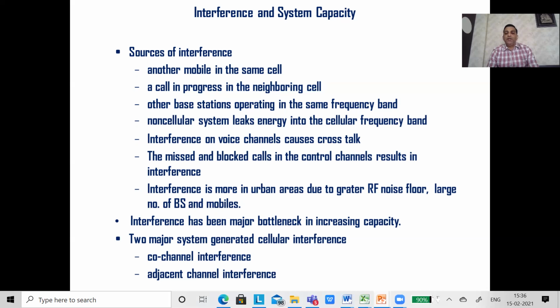Interference is more in urban areas due to greater RF noise floor and a large number of base stations and mobiles. Just compare in terms of size. In urban areas, cell sizes are much smaller, while in village areas you will find cell size is bigger. Their subscribers are very few compared to urban areas. So interference will be less in village areas compared to urban areas.